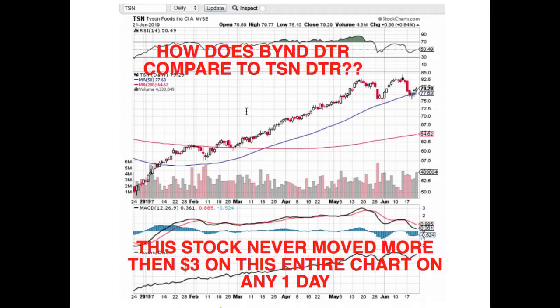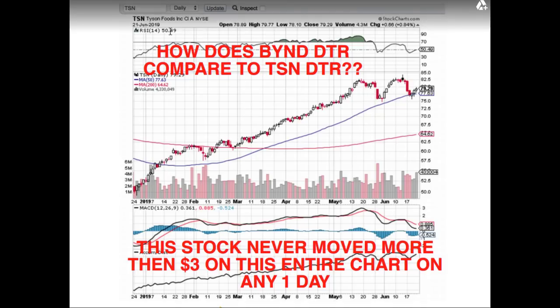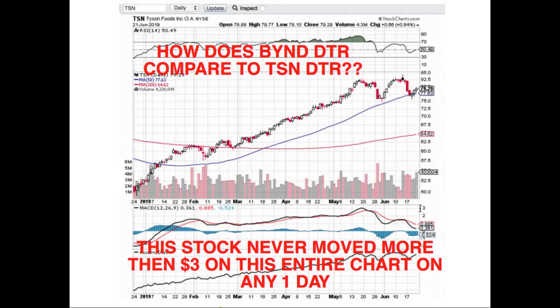But what do you think about the daily trading range on TSN, Tyson Foods? If we take a look at the history of the chart, even if we go back 6 months, look at this thing. If this thing moved more than $1 on certain of these days, it was like Christmas, New Year's Eve celebration for the stock. Look at this. Jeez, this thing does not move, okay?